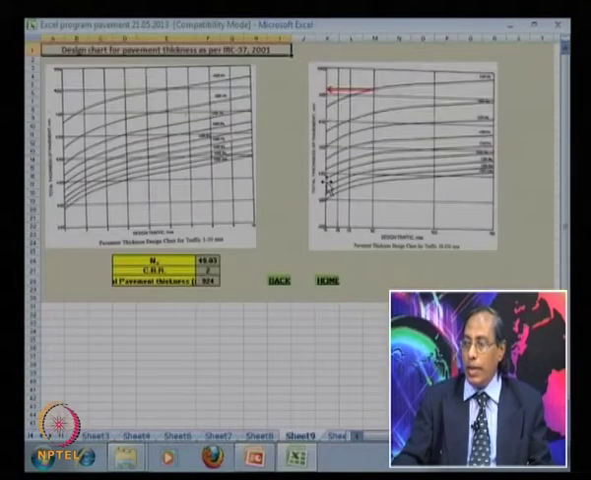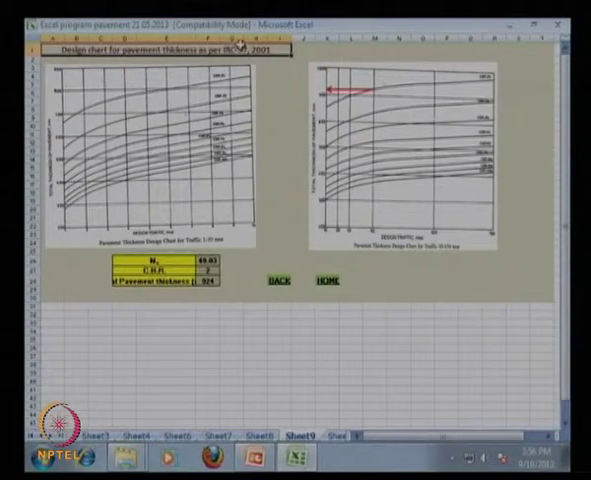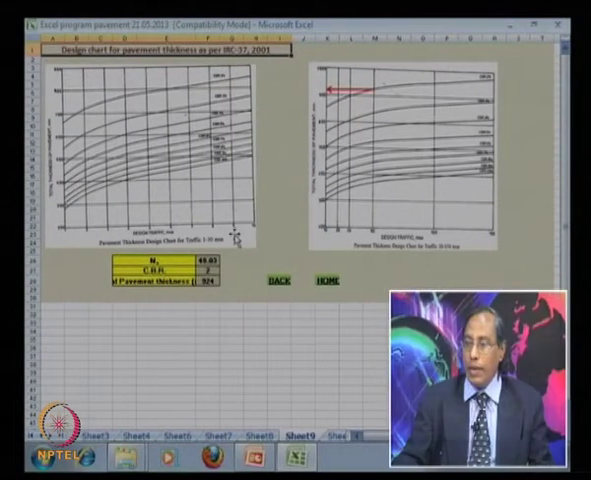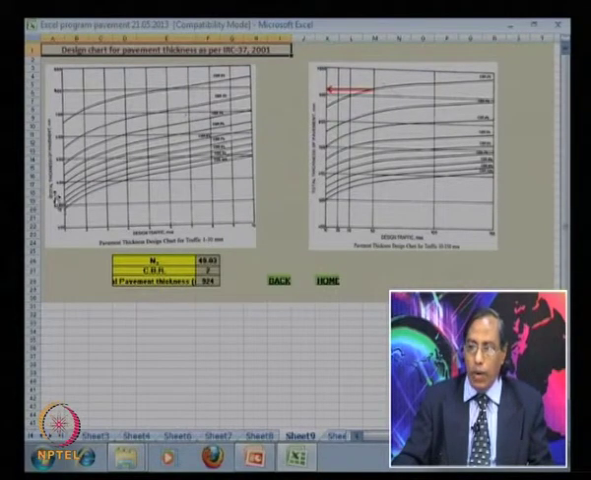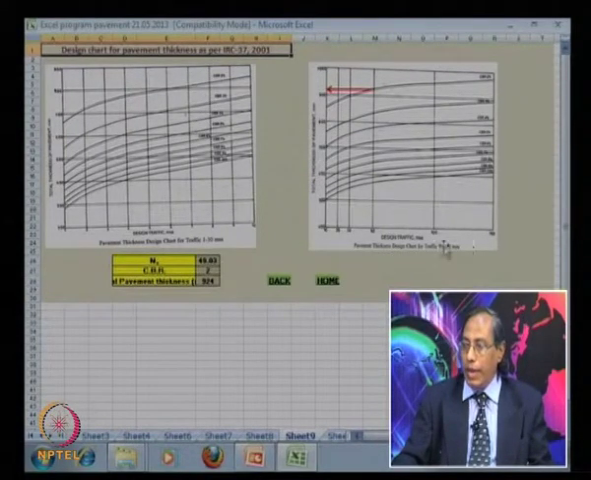This is the design chart for pavement thickness as per IRC 37-2001. There are two charts shown. One is for design traffic of 1 to 10 MSA. This is the relationship between the design traffic and the thickness of the pavement for different MSA. And the right hand side is given for 10 to 150 MSA.